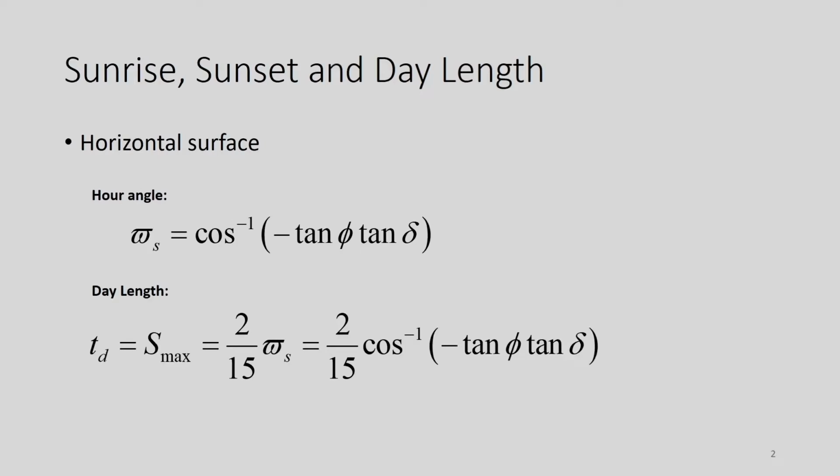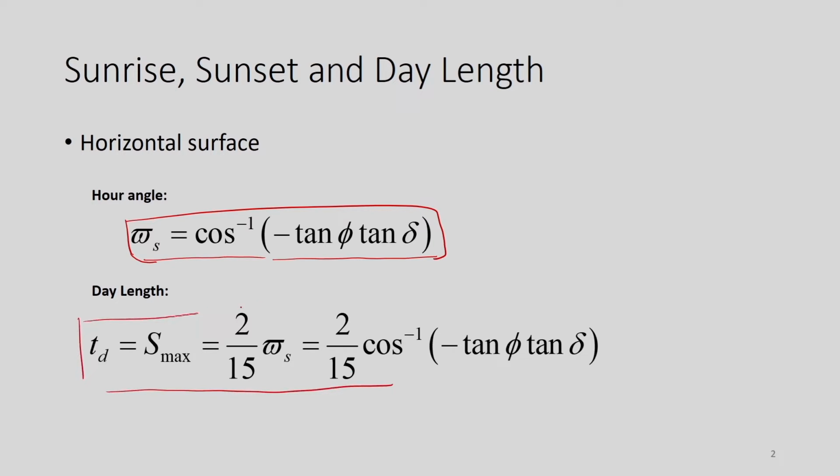So, in the last class we were deriving the expression for omega s, that is the hour angle. For a horizontal surface the expression for the hour angle is omega s equal to cos inverse of, in bracket, minus tan phi multiplied by tan delta. This expression was derived, and we can calculate the day length by using it.